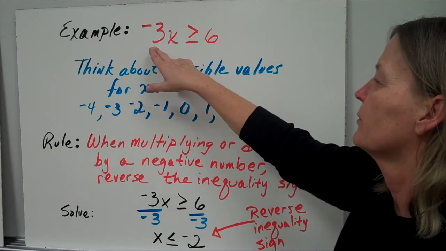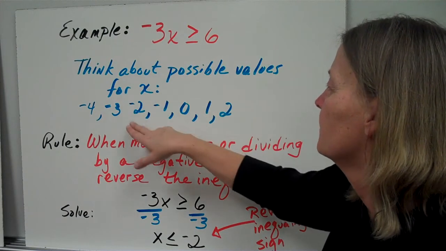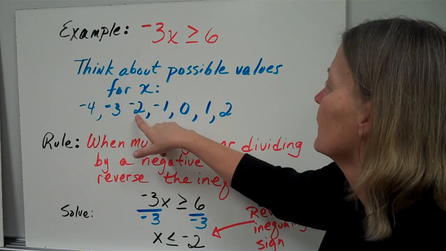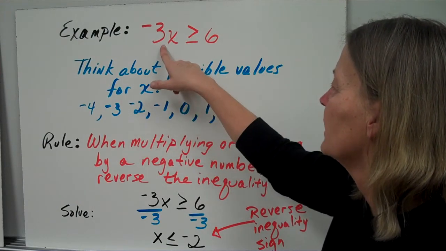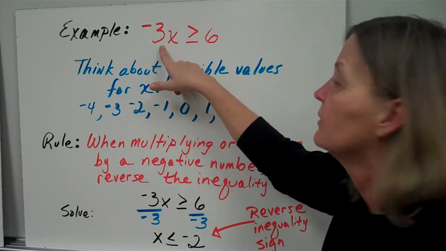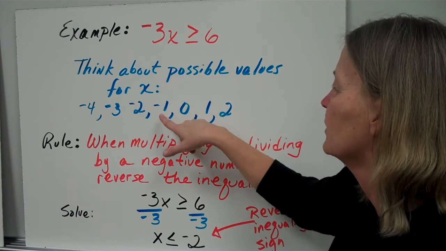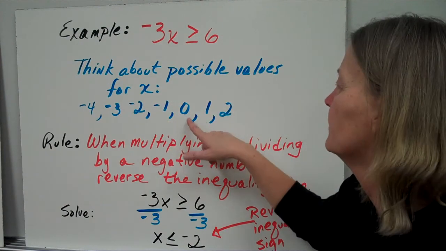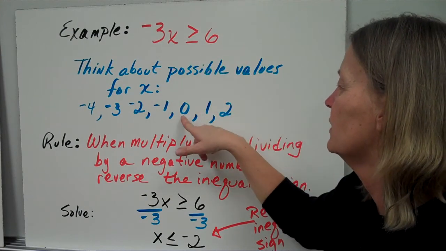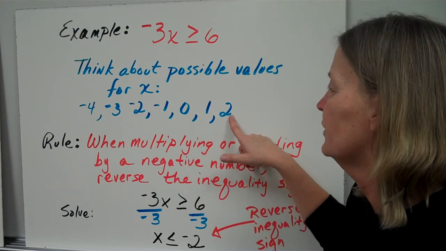-3. -3 put into this inequality, that would be 9. Yes. -2 put into the value of x, yes, that would equal positive 6. -1. -1 times -3 is a positive 3. That is not greater than or equal to 6. So this is not a solution. 0. Is 0 greater than or equal to 6? No. And I think you're going to see a pattern now when you try 1 and 2.